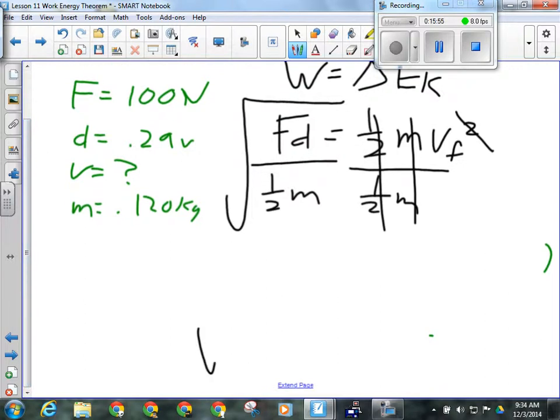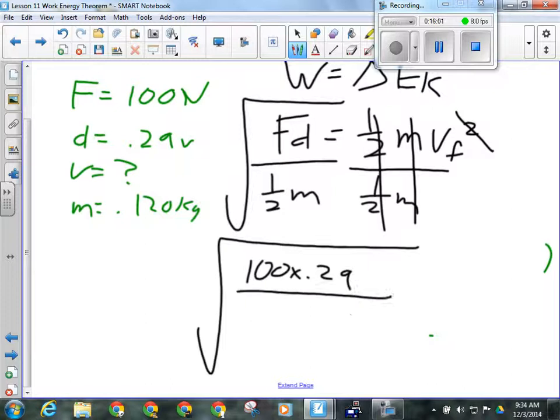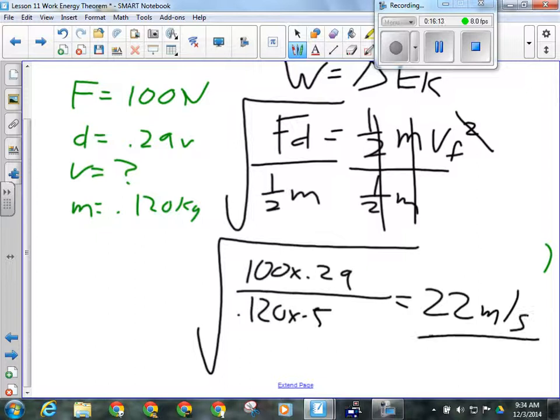All right, so then I plug in my numbers. Okay, 100 times 0.29 divided by 0.120 times 0.5. All right, when we do that, we should get 22 meters per second. Okay. Does that answer your question, Hannah? All right. Any other ones there, guys?